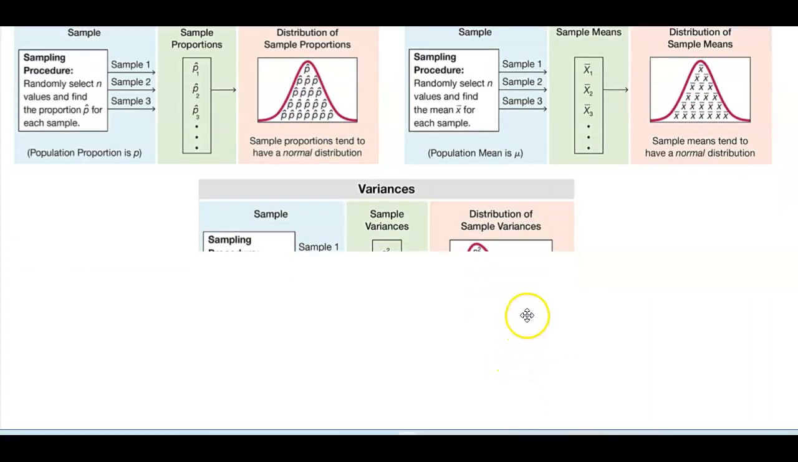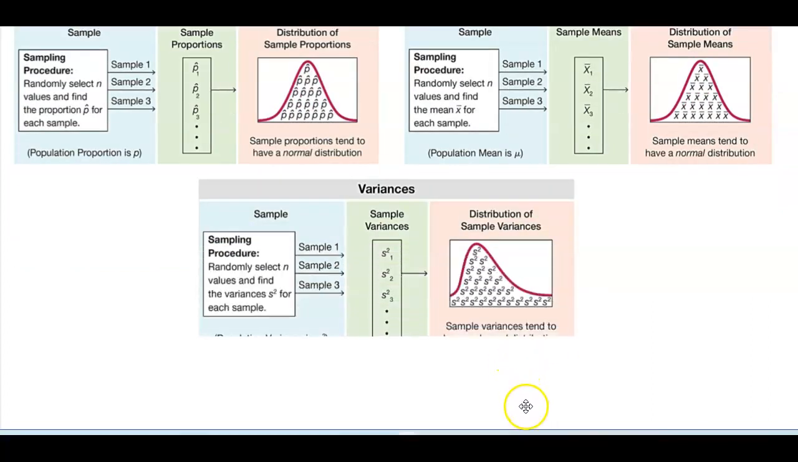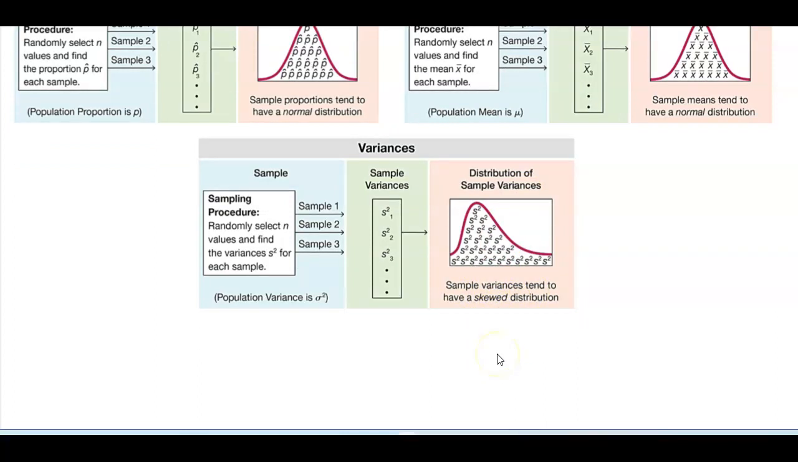And then the variances. Very similar here. We have the sampling procedure. Again, we're randomly selecting n values and find the variances for each sample. And the population variance is the following. Again, using those samples, you find the sample variance for each one. In the distribution of sample variances, we see that the sample variances tend to have a skewed distribution.